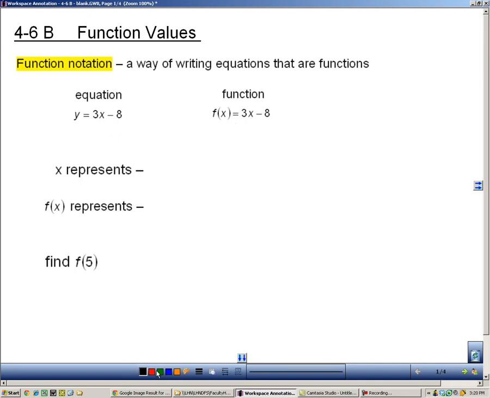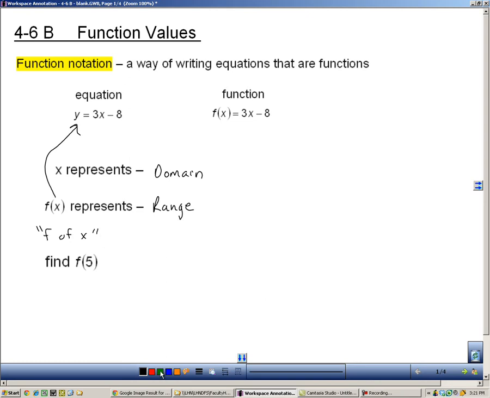Now I want you to understand that this is not f times x. It looks like it is based on what we've done in the past, but this is a special way of writing something. Let's break it down. Here the x represents the domain. So whenever you see an x value, it represents your domain values. Now this f with parentheses and an x represents the range. It's another way of writing the y value. And the way that you read this is f of x.